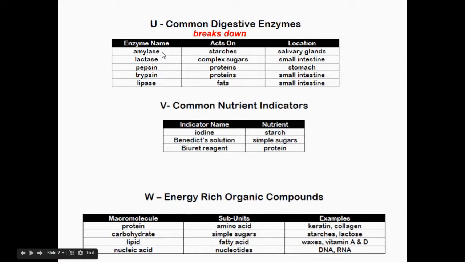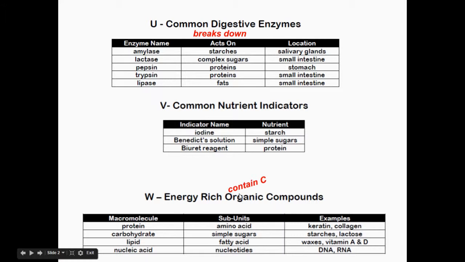What that means is amylase is an enzyme that breaks down starches or breaks them apart. Lactase is an enzyme that breaks apart complex sugars. Pepsin is an enzyme that breaks apart proteins. And this column just tells you where that happens. So everything that I put in red, you write down on your chart.